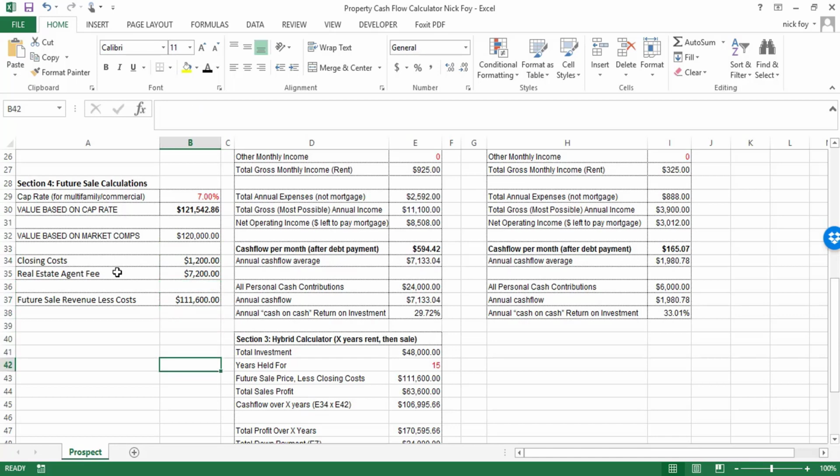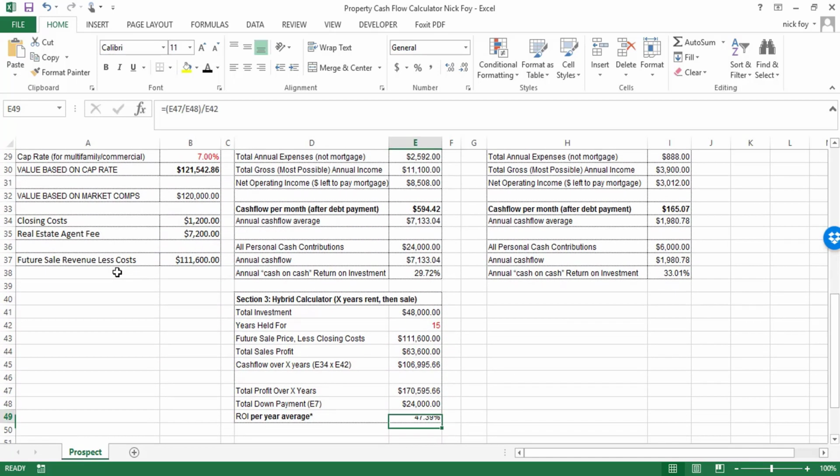So taking those numbers, we can come down here to Section 3 now. So our total investment of $48,000, let's say we held it for 2 years. Then our future sale price less closing costs, it takes that $111,000 and plugs it in there. So it's going to show that our sales profit is $63,000. And then we've got cash flow over our 2 years. If we're making $7,133 a year, then that's what's going to plug in there. So $14,000 is how much cash flow we'd get holding it as a rental for 2 years.